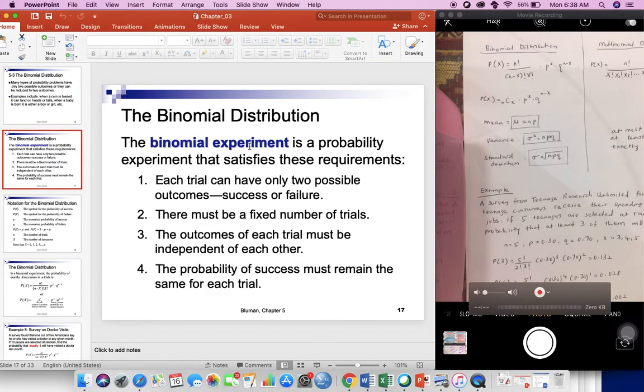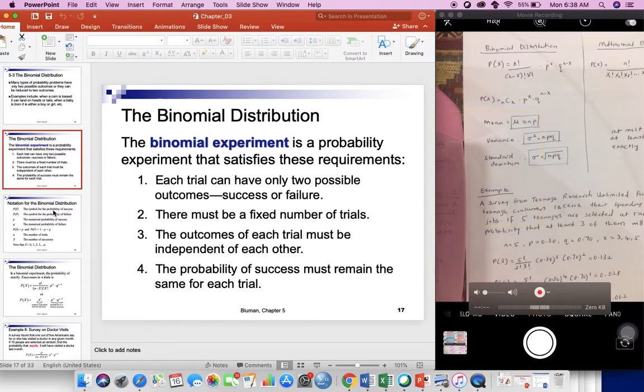So a binomial experiment is a probability experiment that satisfies these requirements. The first requirement is that each trial can have only two possible outcomes, let's say success or failure, or coins, head or tail, baby, boy or girl. The second one is that there must be a fixed number of trials. The third one, the outcome of each trial must be independent of each other. And the fourth one is the probability of success must remain the same for each trial.